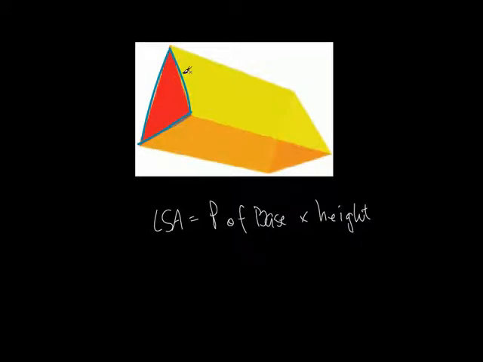Where would the height be? Is the height this right here? Is that what we're talking about? Now, we're not talking about that height. We're talking about the height of the prism. So if I took this prism and I stood it on end, what would the height be? The height would be from here to here. Does that make sense? That would be the height of that prism.